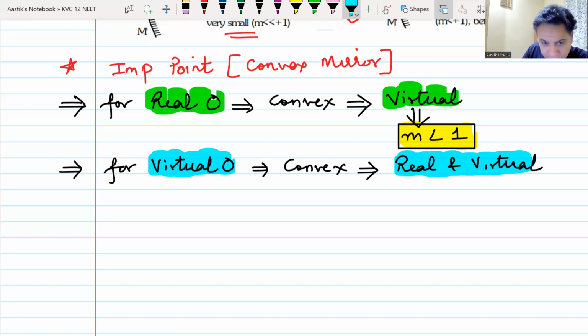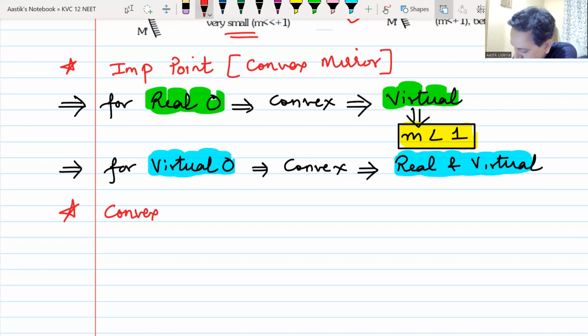Okay, there is one thing that it cannot do. And now I ask you, there is one thing it cannot do. And what is it that it cannot do? The most important point. It cannot form... convex mirror can't form what?